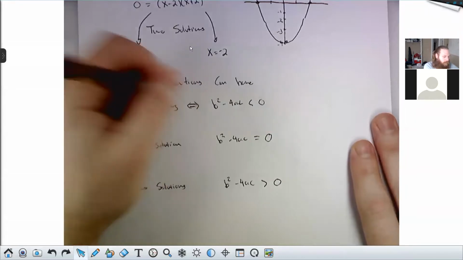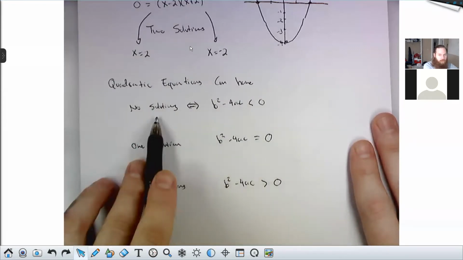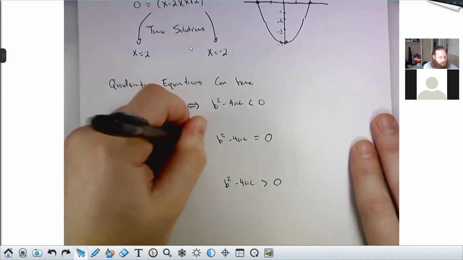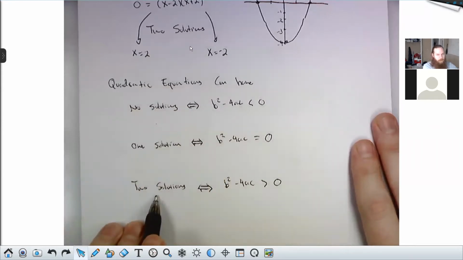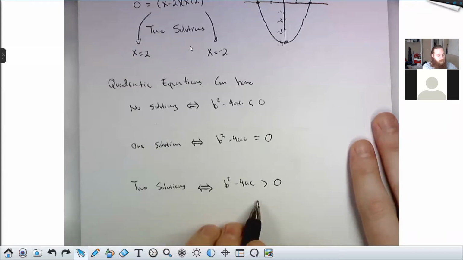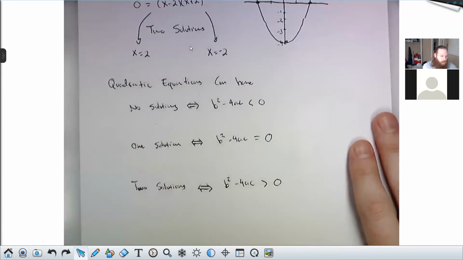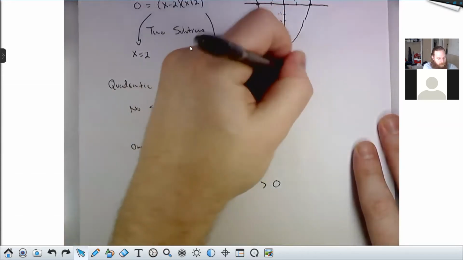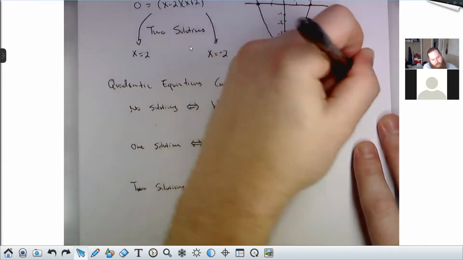So not only is it true that if you have no solutions, then this thing is negative, it's also true that if this thing is negative, then you have no solutions. And these all work that way. So if you know that there's two solutions to the corresponding quadratic equation, you can deduce that the discriminant, b squared minus 4ac, must be positive. If you know that the discriminant is positive, then you can deduce that there must be two solutions. The types of quadratic equations I'm referring to here are ax squared plus bx plus c equals 0.